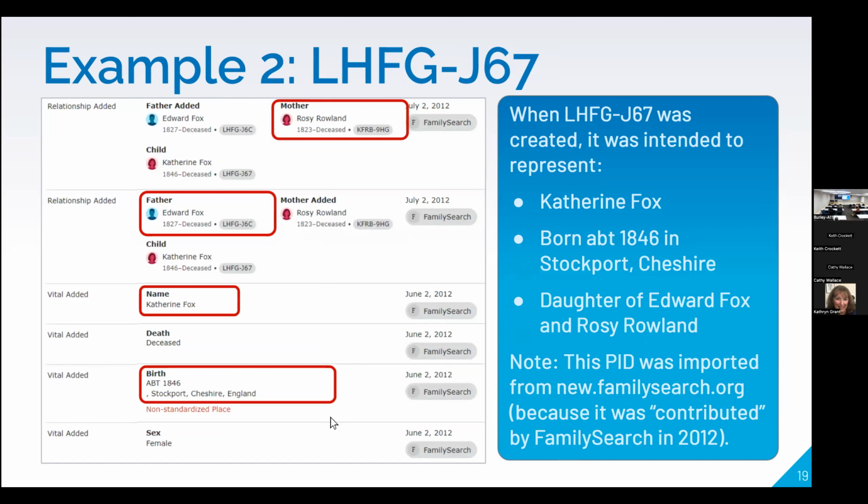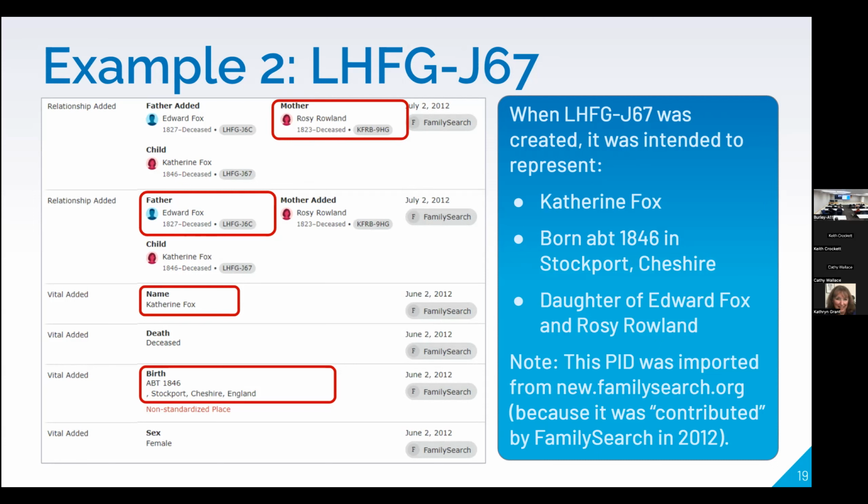So when Kathryn was created, she has a birth date of about 1846 in Stockport, Cheshire. Got her name as Kathryn Fox, Dad Edward, Mom Rosie. One thing I did want to point out about this particular record that may be helpful to you in the future is notice the contributor. It says FamilySearch. And a lot of times when people see that, they think, oh, FamilySearch contributed this information. Therefore, it must have been validated and it must be perfectly trustworthy.